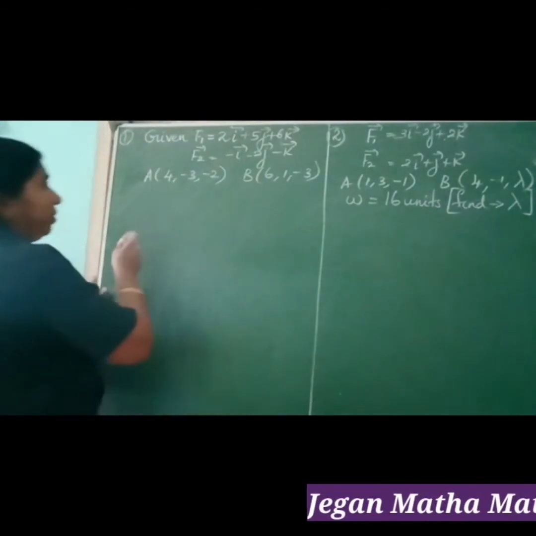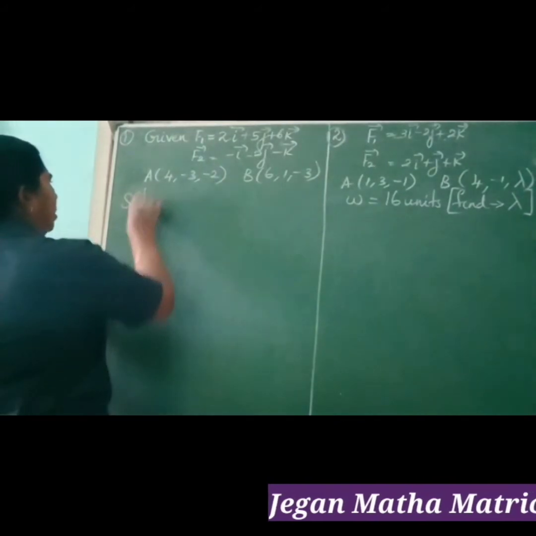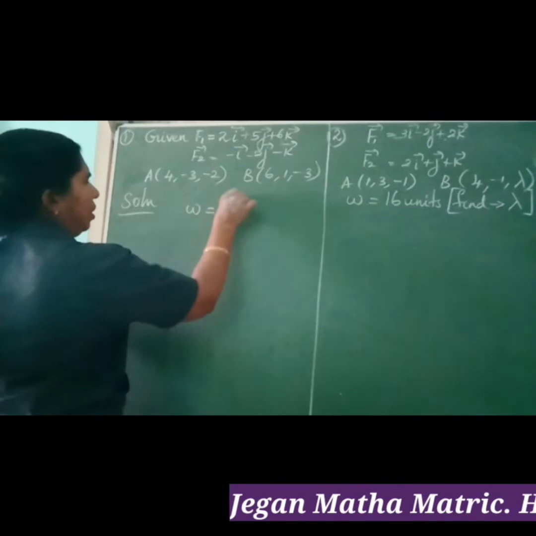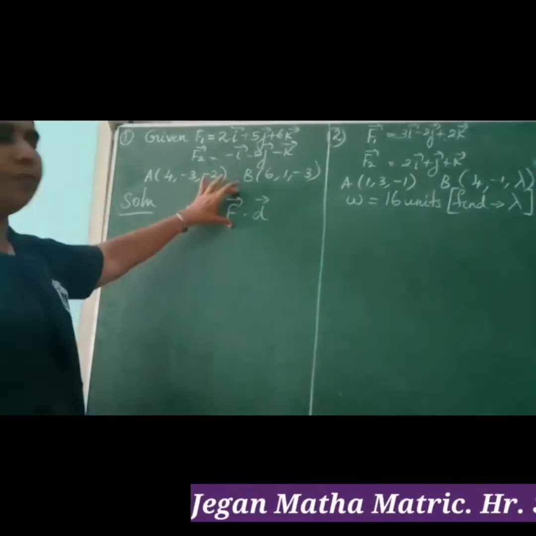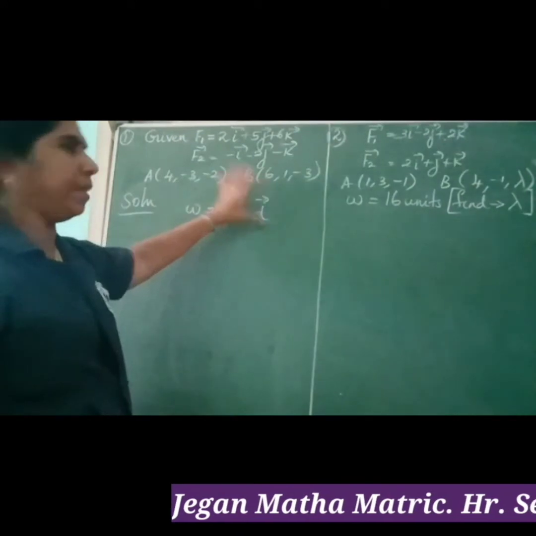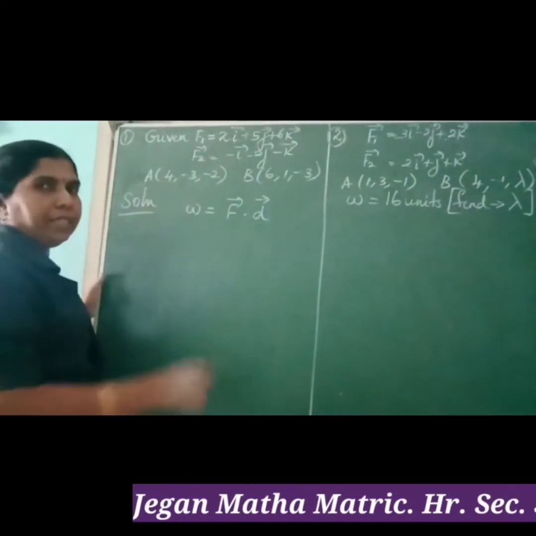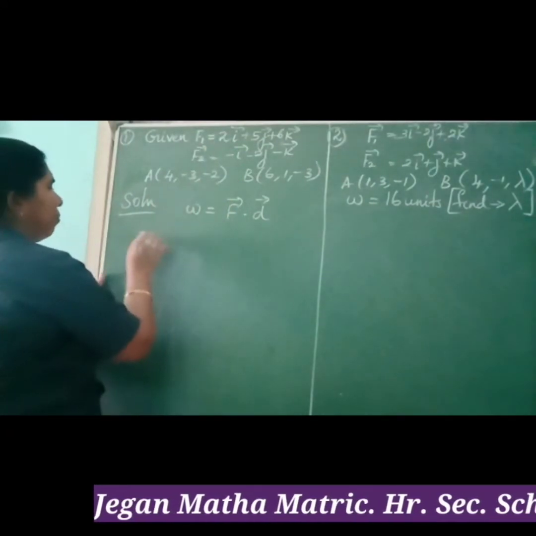So first we can write the formula for work done. The formula for work done, W is equal to F dot D. Here F is the force, constant force, and D is the displacement. Since two different forces are given, here first you can combine together and find out the total force.